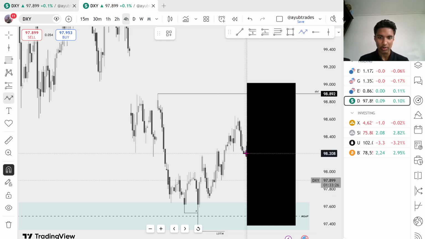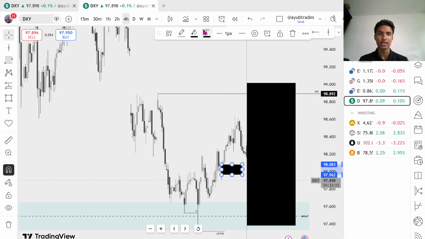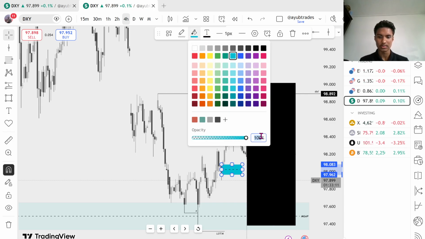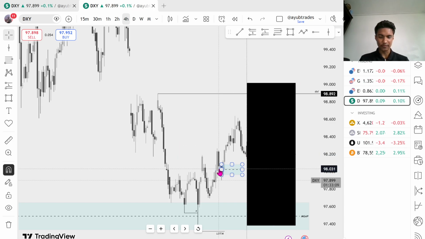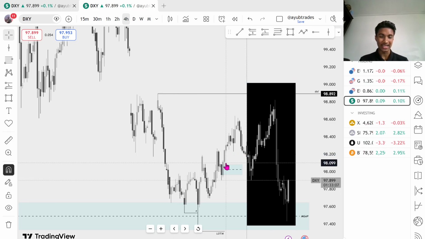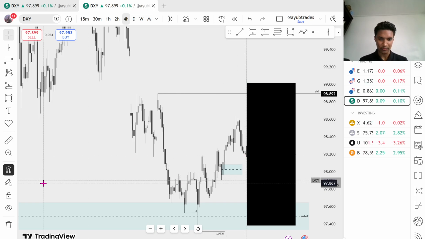So price is here right now on Friday or Sunday. Yeah, my outlook for the week is that. Well, first of all, let's mark out the PD arrays. What can we see? 4 hour OB right there. Beautiful. Okay, that's a 4 hour OB. Let me just put the opacity down. That's a 4 hour OB right there, which we can anticipate a reaction from.